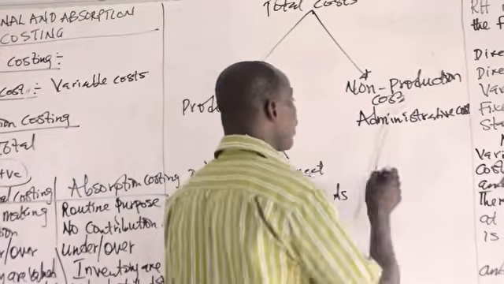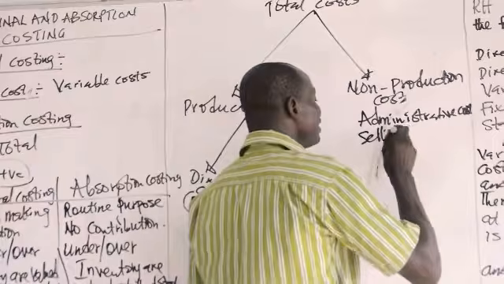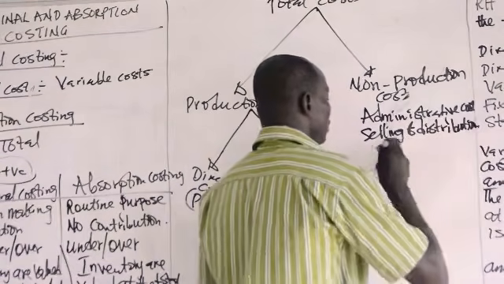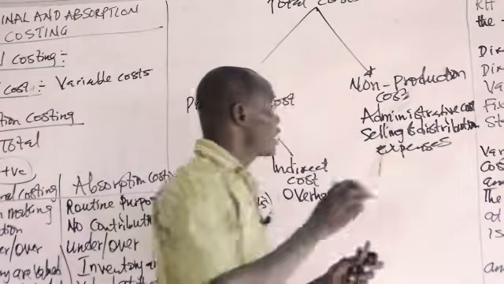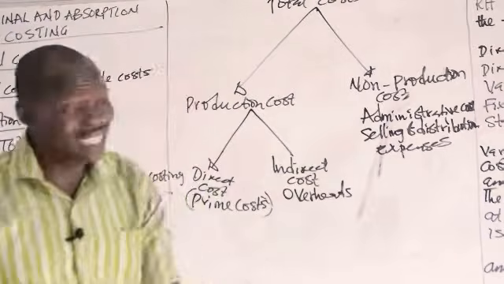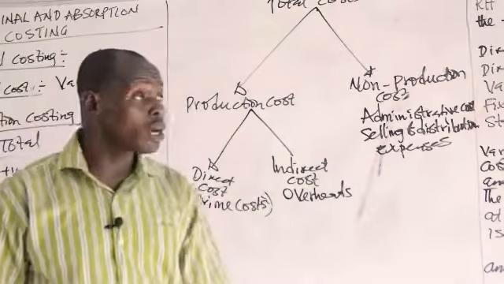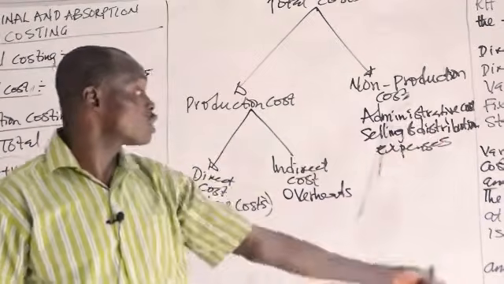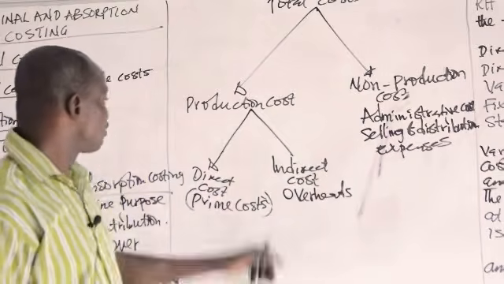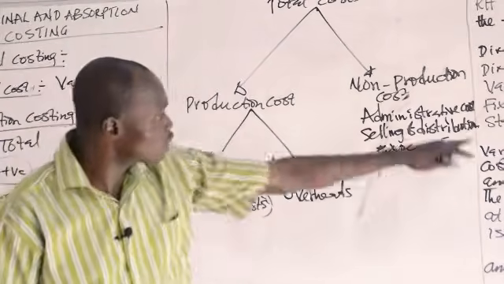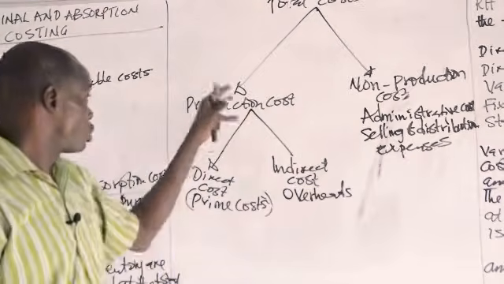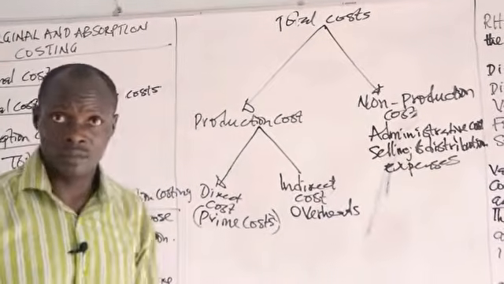Then, we also have selling and distribution expenses. These expenses are incurred purposely for sales. You can have advertising expenses, you can have carriage outwards. All those expenses that relate to selling and distribution will be categorized under this. These expenses don't relate to production. When you aggregate the production cost and the non-production cost, it will give us what is called the total cost.